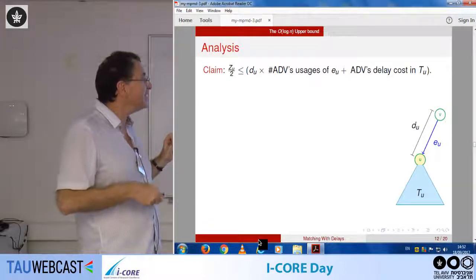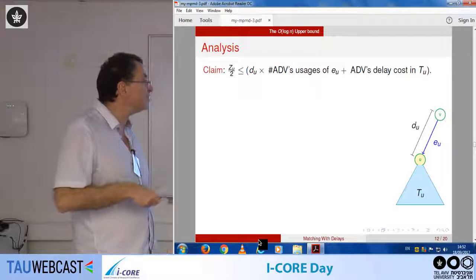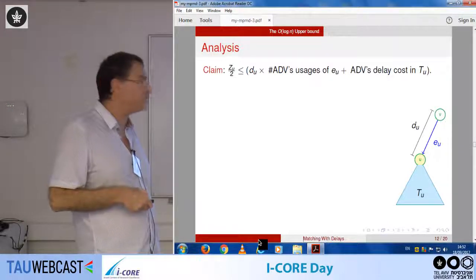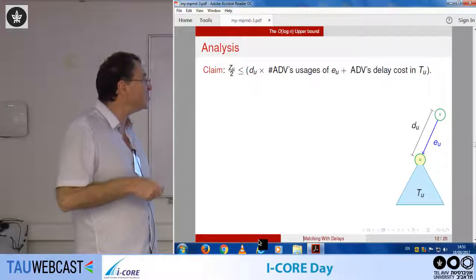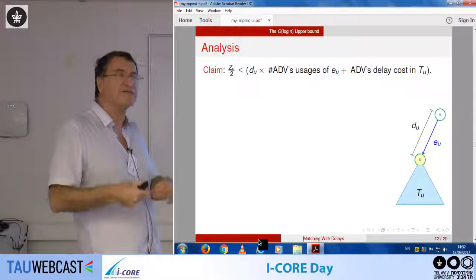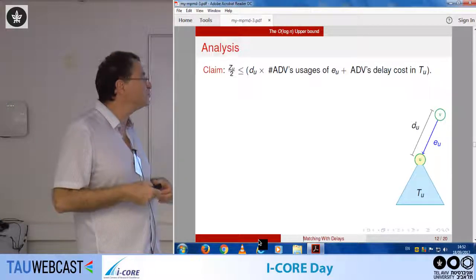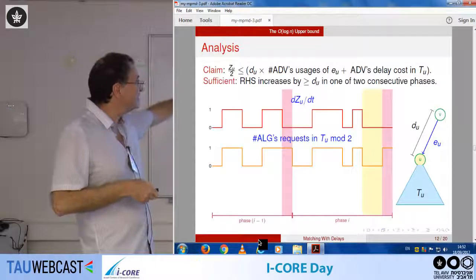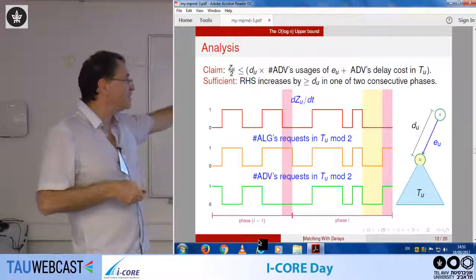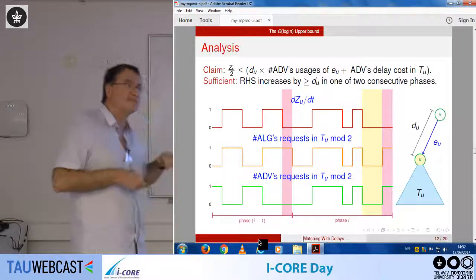I look at each vertex and I look at all the counters in its subtree. And I want to bound the adversary cost on this edge plus the adversary delay on all the subtree, not on a specific point, but on the whole subtree below this point. And in some proof, which is not very complicated, if I had 5 more minutes, I could explain it.